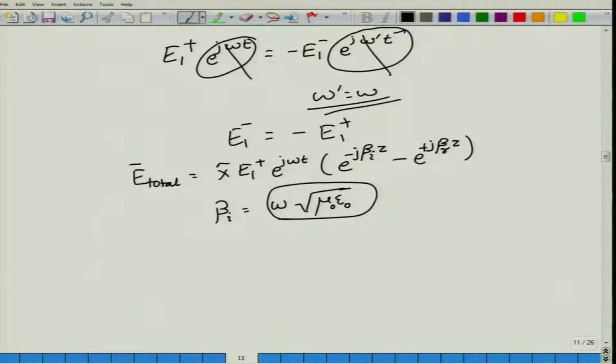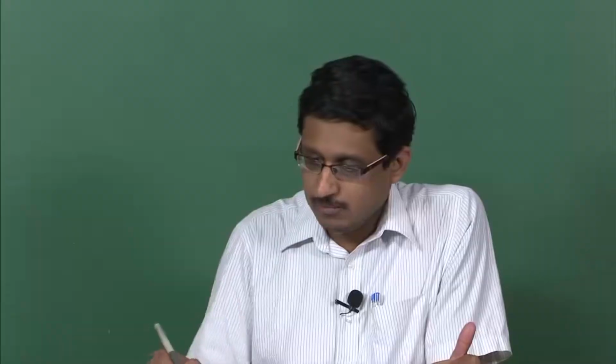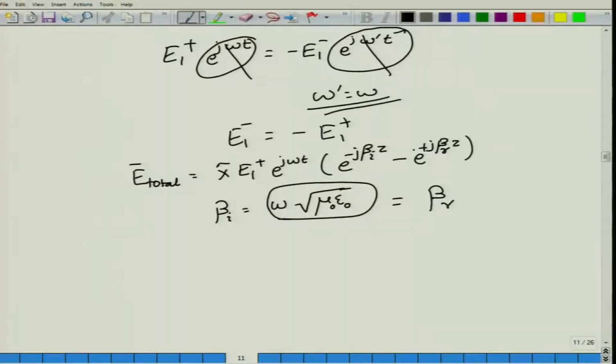The magnitude of the propagation constant depends only on the frequency and on the constituent parameters mu naught and epsilon naught of the medium, right. Clearly this must also be the case for beta r, because beta r corresponds to the propagation coefficient of a wave which is propagating in the same medium as the incident wave. Its beta r magnitude must also be equal to omega square root of mu naught epsilon naught. So, beta r is equal to beta I.